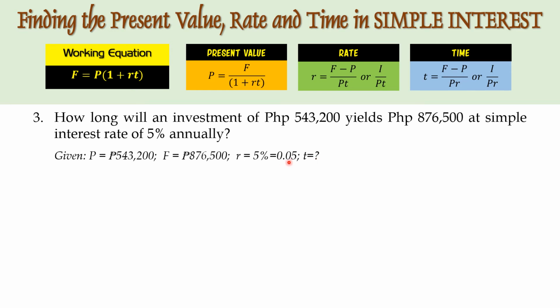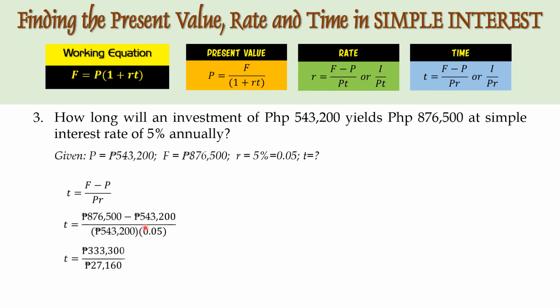Ito yung hahanapin natin. So using the formula for time, since hindi naman given ang interest, so we're gonna have to use this one. Future minus principal divided by principal times rate. Then plug in the given values on the variables. Ayan na siya. Then subtract lang natin to. 876,500 minus 543,200, that is 333,300 pesos divided by 27,160 pesos.